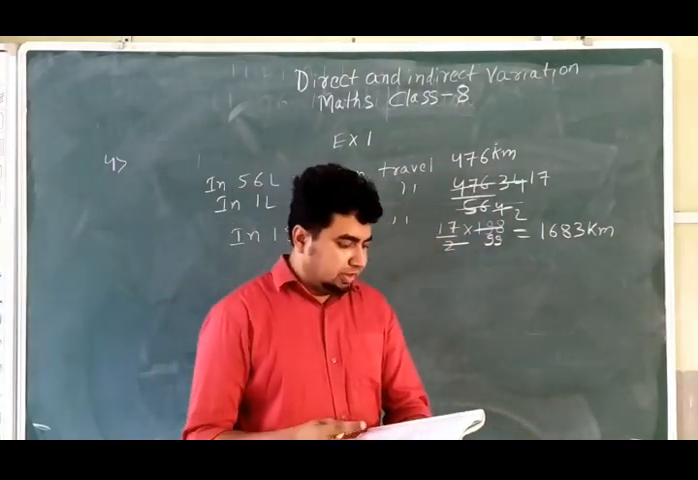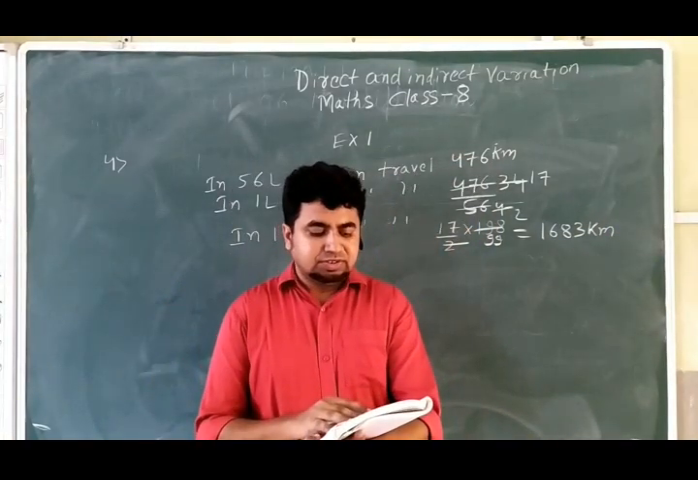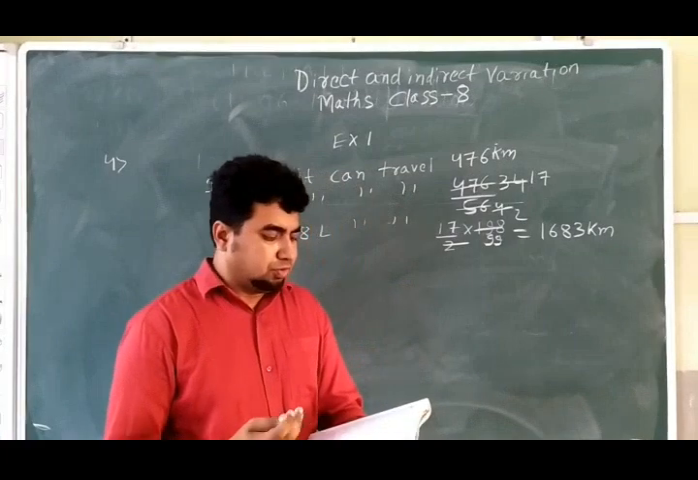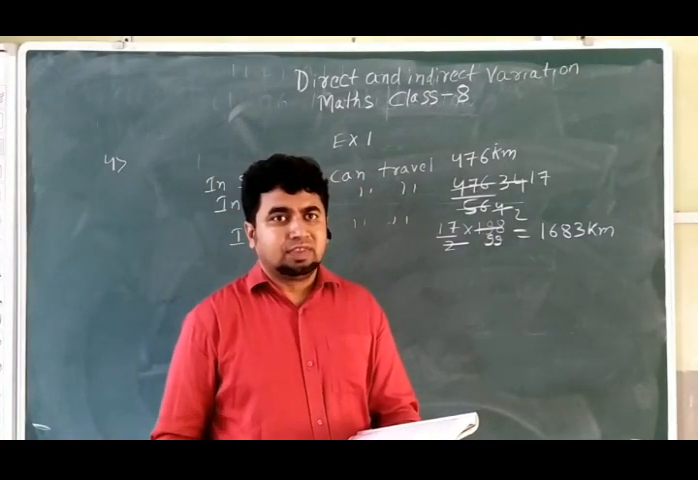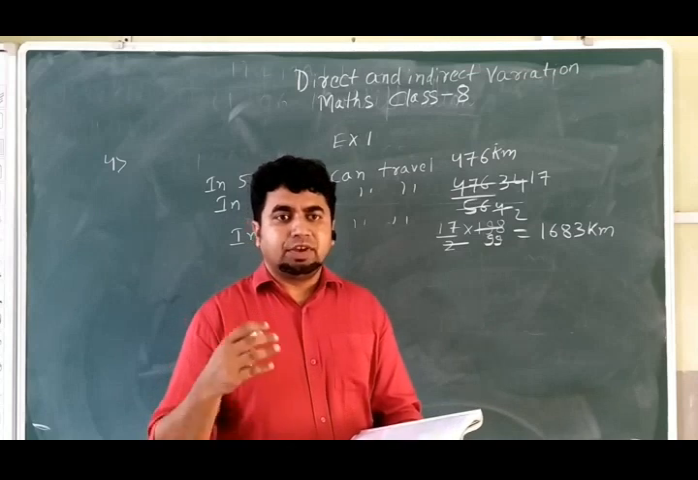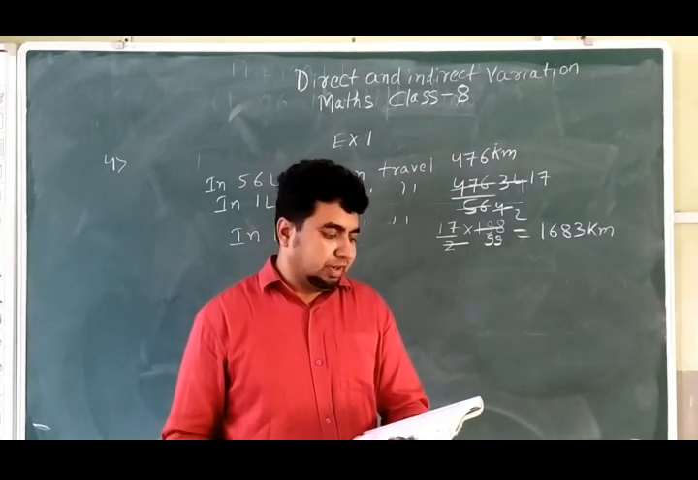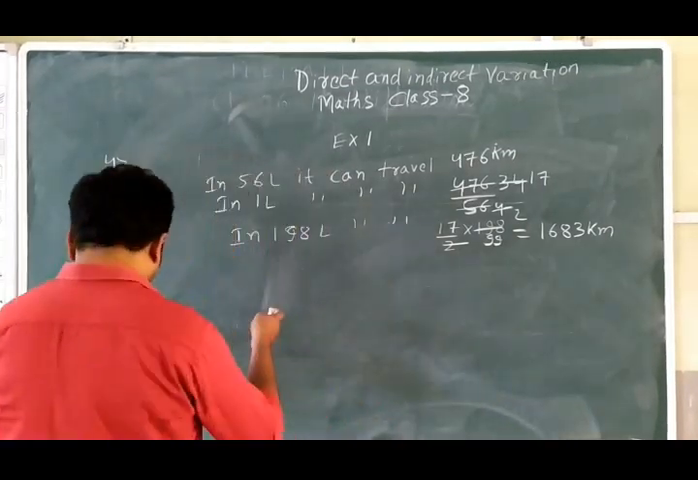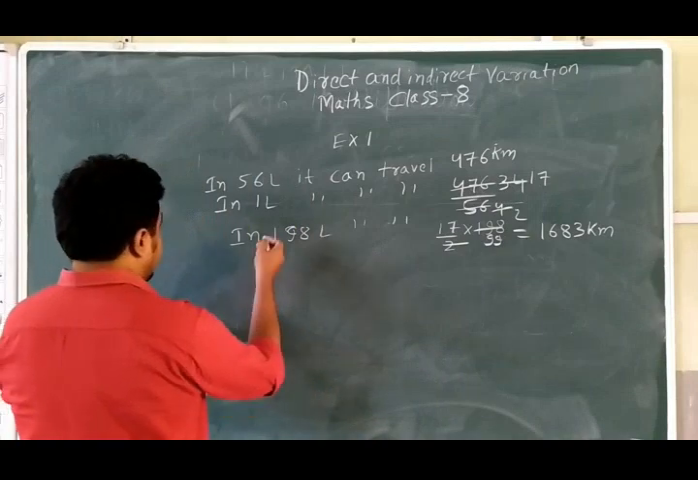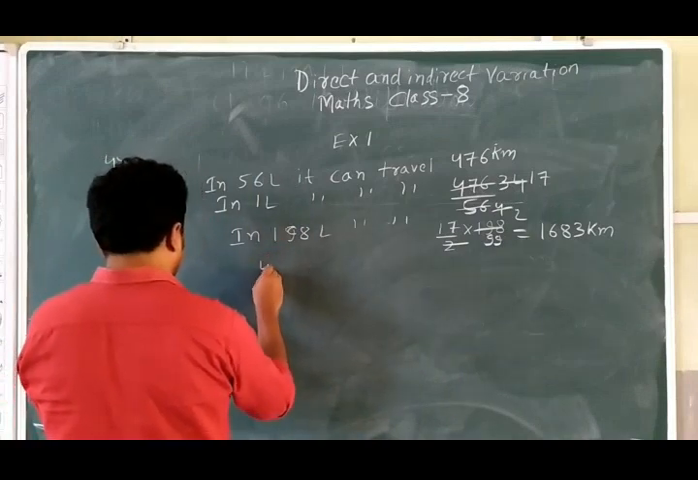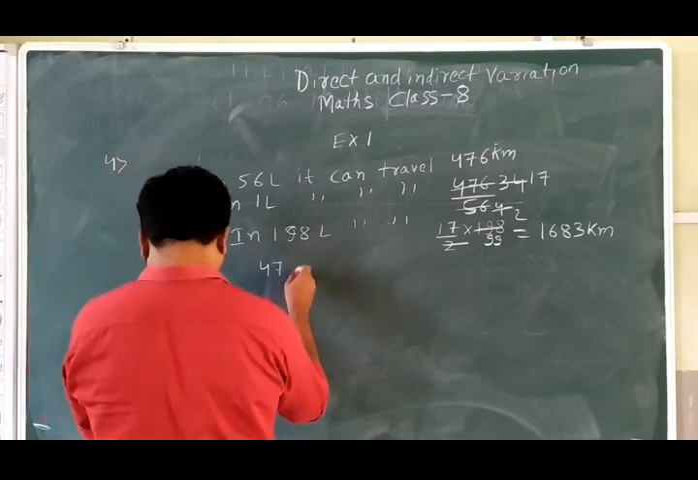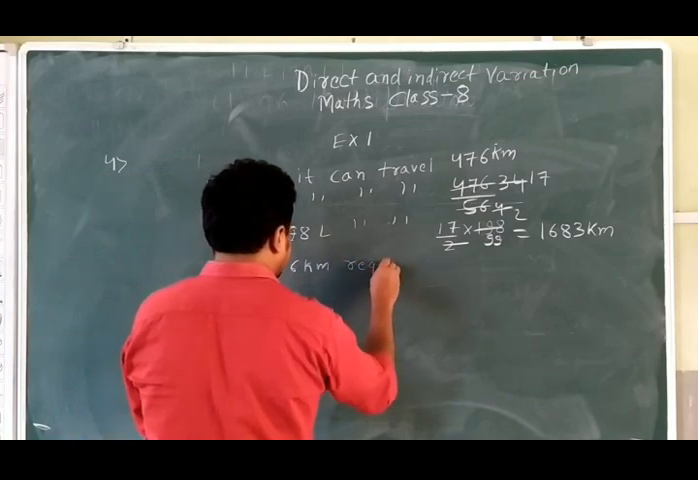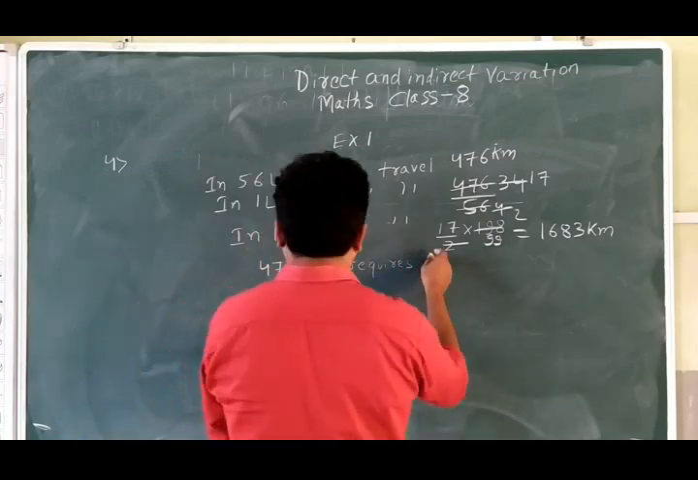So this is the first part, and the second part it is given. How much diesel will it need to cover 408 kilometers? Now kilometer is the varying quantity, and with respect to that we have to find the quantity of diesel required. So I will be writing here 476 kilometers requires 56 liters.